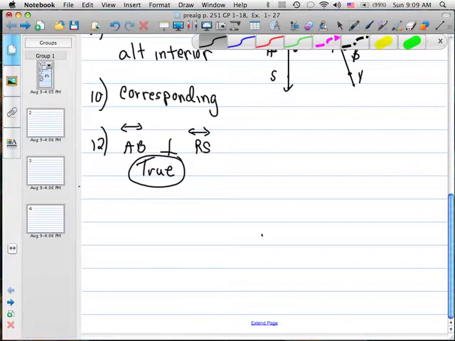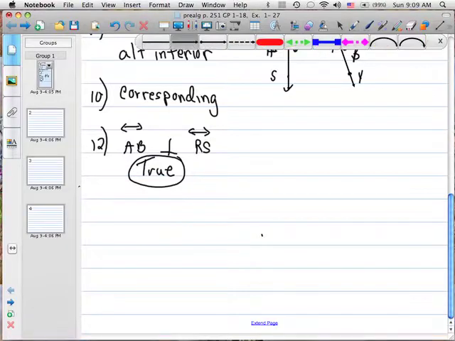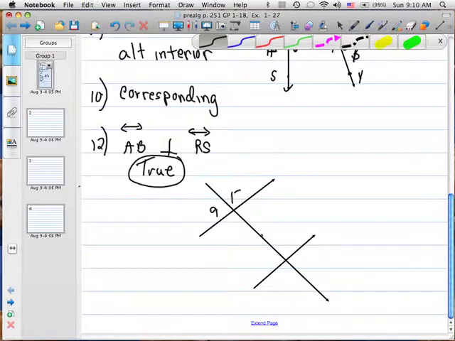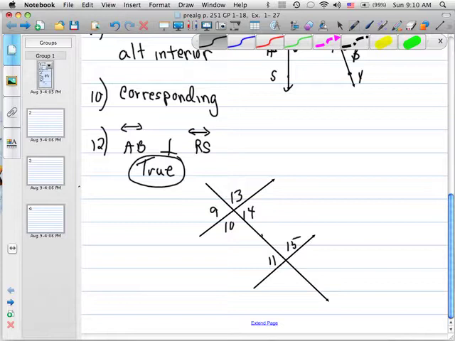Problems 13 through 14, we're going to draw this figure in the middle of our paper. We're going to fill in all of the numbers, and then we can just use it to do the evens and the odds. So draw in the center of your paper the two parallel lines cut by that transversal, and put the numbers in. This is 9, 13, 10, and 14. And this is 11, 15, and 12, and 16.